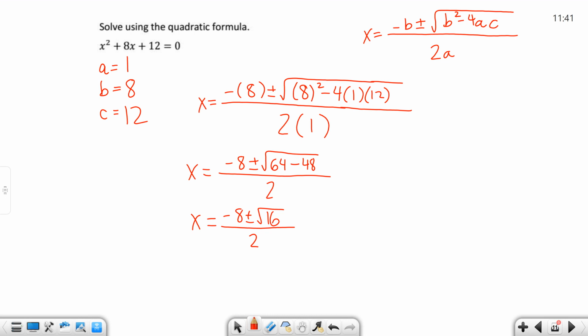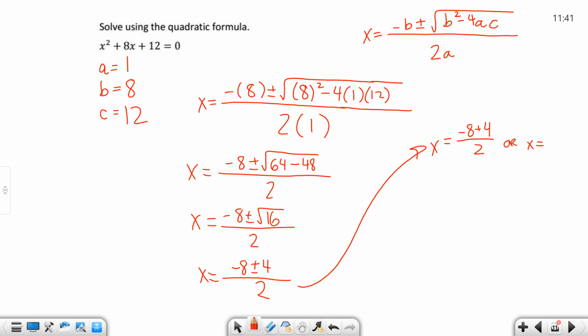Do I know what the square root of 16 is? Yes, I do. That's 4, okay? And you know what it is too. Negative 8 plus or minus 4 over 2. And here's where you can do some different things. You can either write two equations at this point. That's what I would do. I would come up here and say, okay, this is going to be x equals negative 8 plus 4 over 2, or x equals negative 8 minus 4 over 2, right?